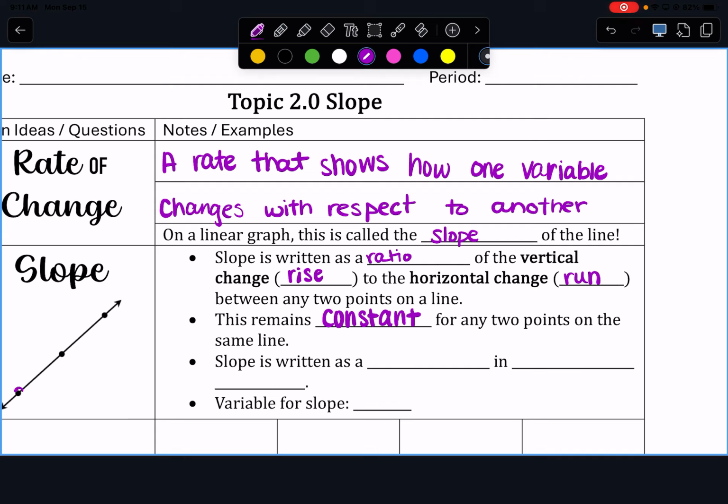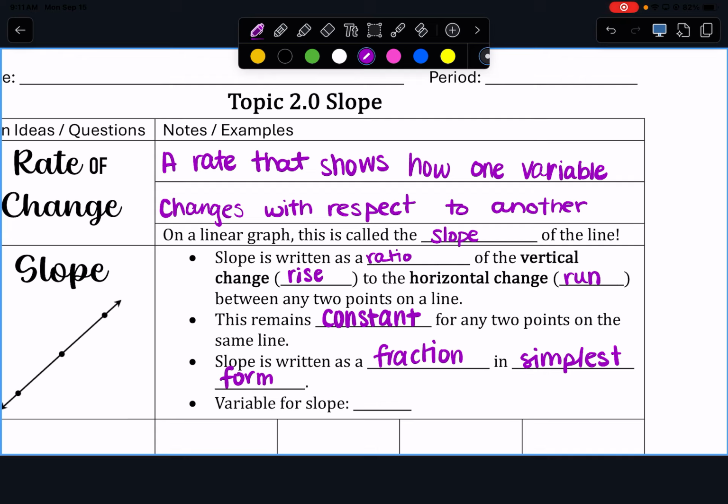So your slope does not change over the entire line. So I could pick a point here and here, and it would be the same as if I picked a point here and here for our slope. Okay, because the slope is always written as a fraction in simplest form. So we will have to simplify our fractions. What that means is we are not going to write mixed numbers, and we are not going to write decimals. Slope will stay as a fraction, okay?